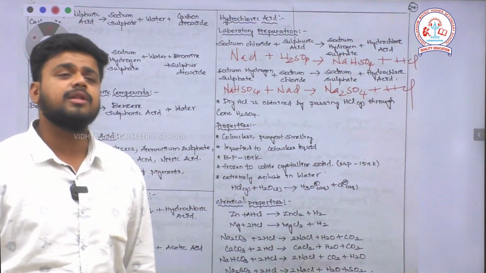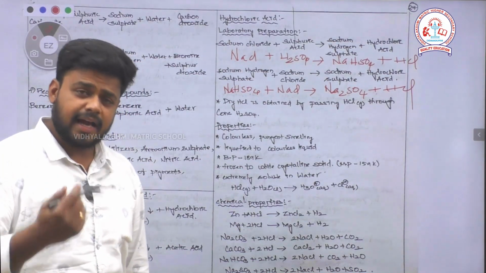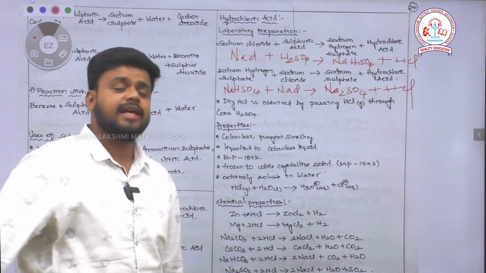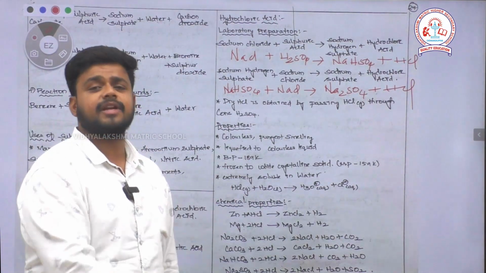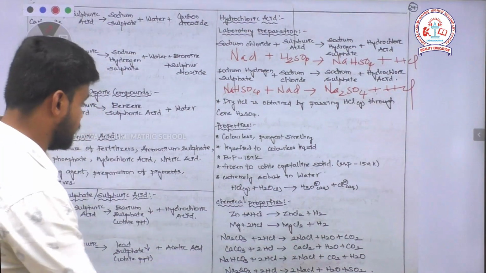This is highly soluble in water. That's why the water molecule takes a hydrogen from this HCl, thereby it forms H3O plus and Cl minus goes out. We have seen this type of reaction in unit 8 so much.